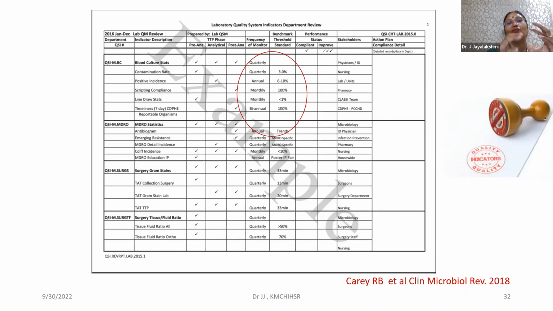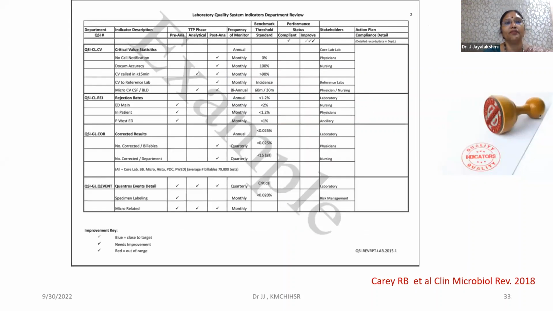Similarly, you could have multiple such indicators related to blood cultures as a full set, and you can do a collective, comprehensive analysis also. So you can do individual indicators and also multiple together. Similar are these examples on MDR statistics, surgery gram stain requirement, surgery tissue and fluid ratio, critical value statistics that you are giving them, and then rejection rates: what percentage is acceptable, how often do you evaluate it. Then corrected results: how many error reports we have corrected. This is multiplied by 1,000. Number of errors divided by total number of tests, times 1,000. That's how you give it.